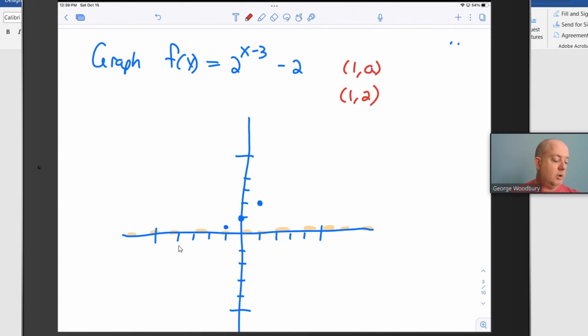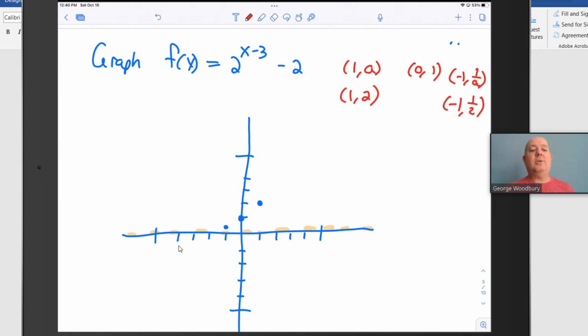So again, that was 1, a, or for us, 1, 2, right there. 0, 1, no matter what the base is, 0, 1 is going to be on the graph right there. And finally, negative 1, 1 over a, that's going to be negative 1, comma 1 half. And I've got that right there on the graph. Also, the horizontal asymptote is shown with the highlighter on the x-axis.